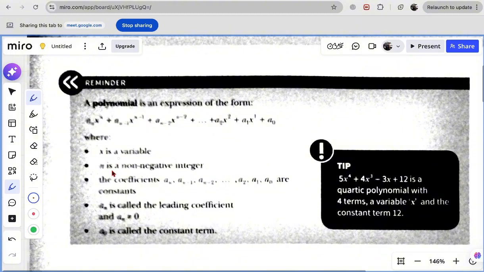Now, a sub n is the leading coefficient. A sub n is called the leading coefficient because it's the first one and it's the highest one, and it must not be equal to 0. A naught is called the constant.